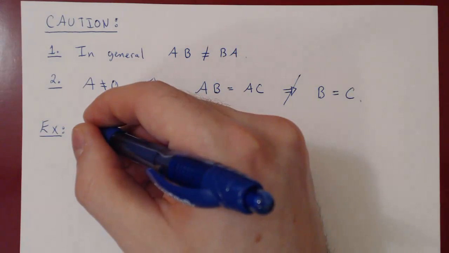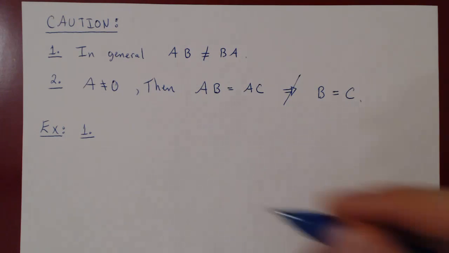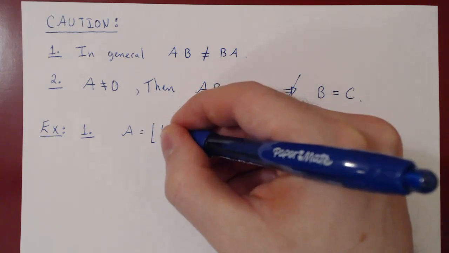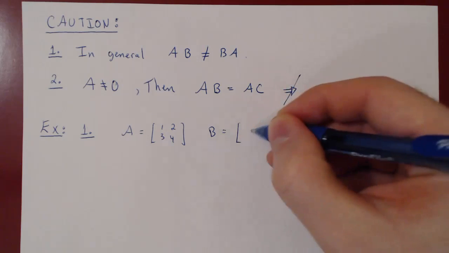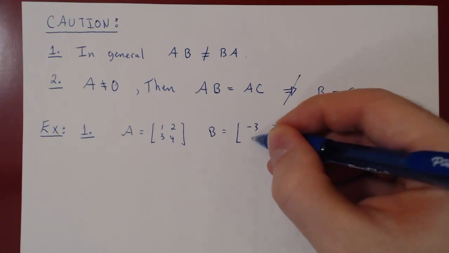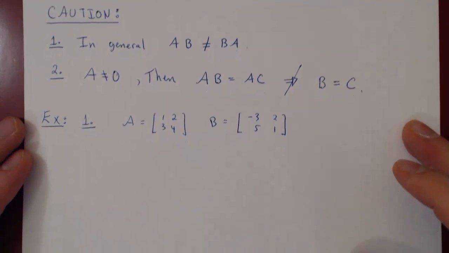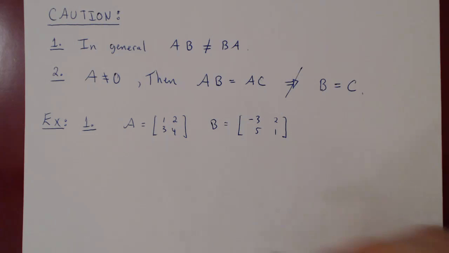So an example for the first property. Let's take two very simple 2 by 2 matrices. Let's take A to be 1, 2, 3, 4, and B to be negative 3, 2, 5, 1. Let's compute AB and BA. As both A and B are 2 by 2, AB and BA will also be 2 by 2 matrices.